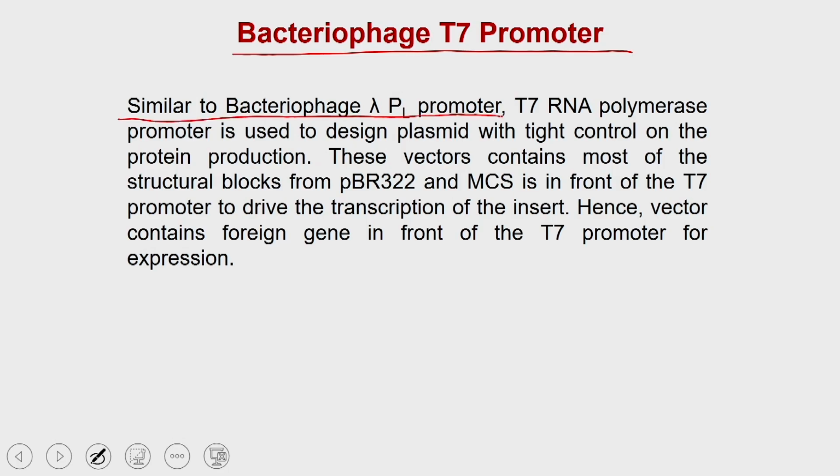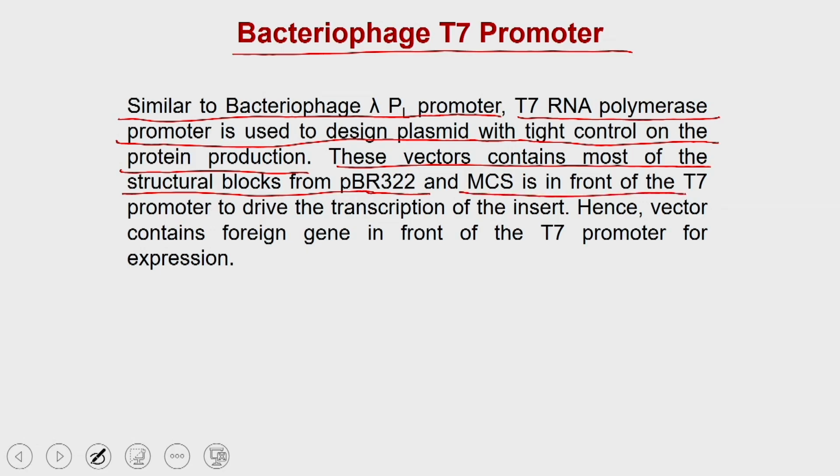the bacteriophage lambda promoter, but with the T7 promoter, T7 RNA polymerase is used to design plasmids with tight control over protein production. These vectors contain most of the structural blocks such as the selection markers and the multiple cloning sites from pBR322, and in front of the MCS you have the T7 promoter to drive the transcription of your gene which you are going to use as an insert. Hence, the vector contains the foreign gene in front of the T7 promoter for expression.